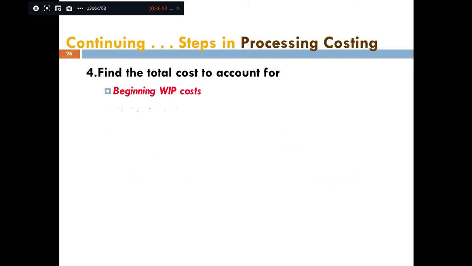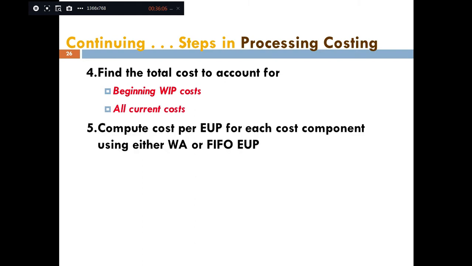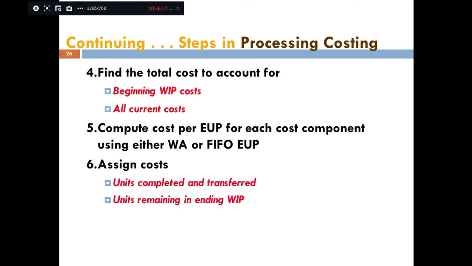There are steps for finding the total cost to account for. To account for means beginning work in process plus all the current costs incurred during the period. Then compute the cost per equivalent unit for each cost component using either the weighted average or FIFO method. Then assign costs: units completed and transferred out plus units remaining in ending inventory, which together give the total cost.